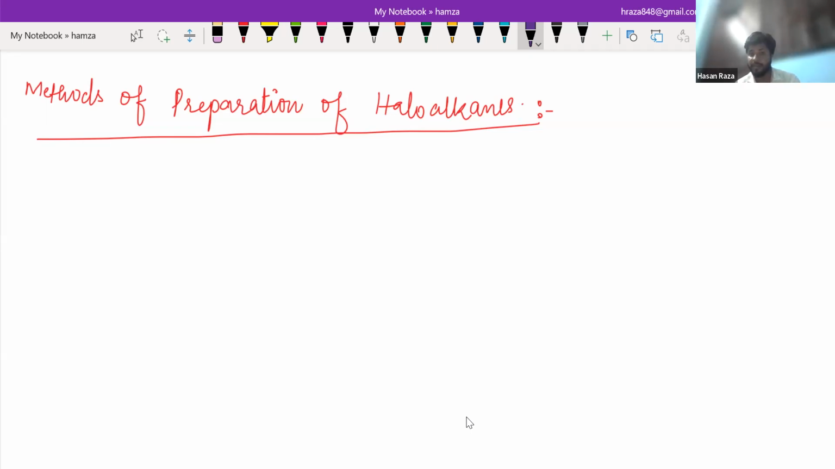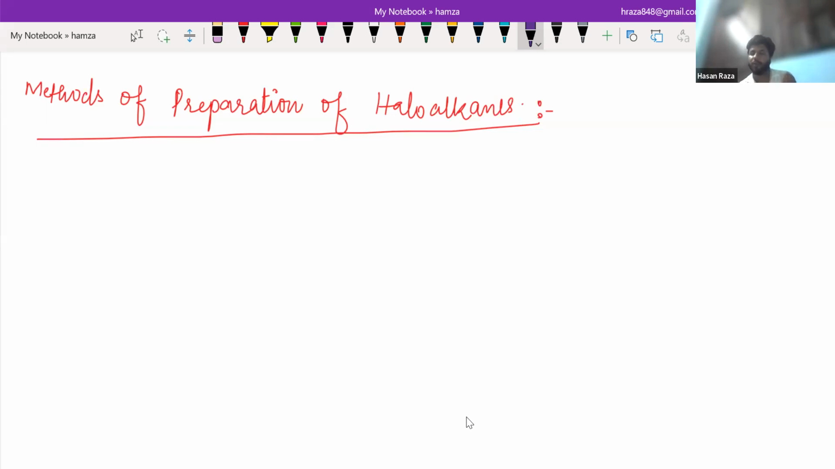Like if the chapter's name is haloalkane and haloarene. So first of all, what is the method for preparation of haloalkanes? What is the chemical properties of haloalkanes? That means we are going to react this haloalkane with different compounds and see what is the result. And then this is it about it.